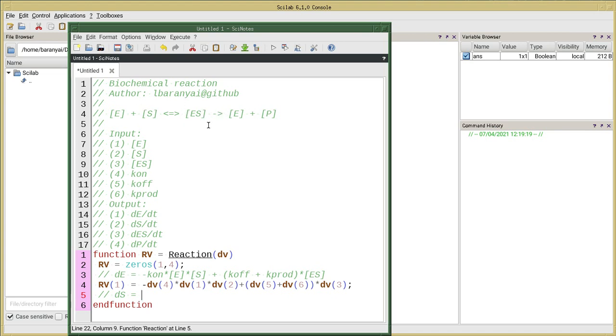The production of the enzyme substrate complex will decrease its quantity. So the k-on kinetics, how we make the complex, multiplied by the enzyme and the substrate. The beginning is the same, and we have no substrate here in the production side, so only the dissociation will give us back substrate, if any. So plus k-off multiplied by the enzyme substrate concentration.